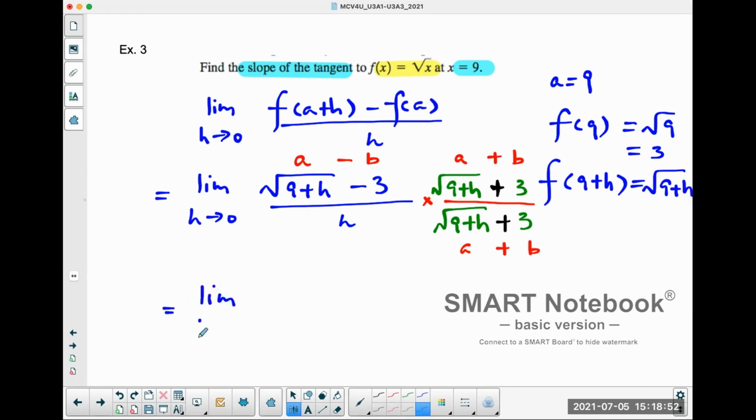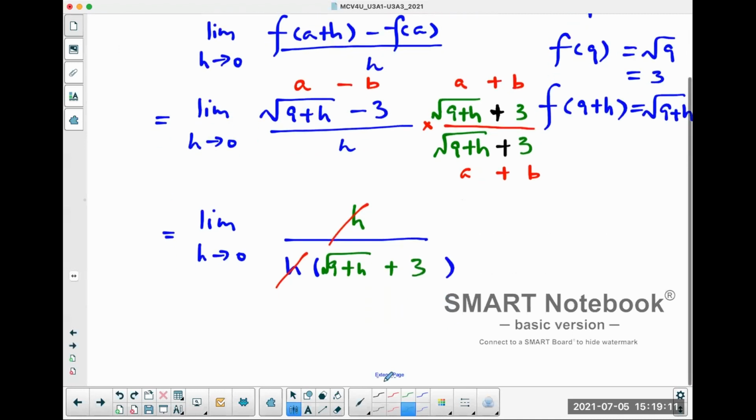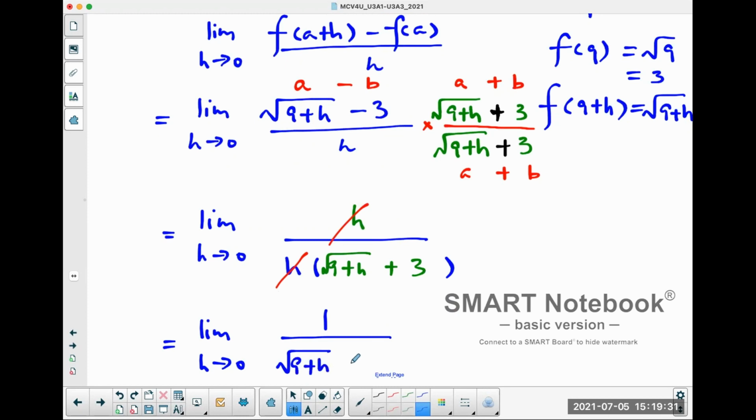So limit h approaches 0. I have an h left on top. I have an h at the bottom. And perfect, they just cancel each other out. And what's left is this little part in the denominator. So the answer is that little part in the denominator. Limit h approaches 0, those two things cancel. So you have 1 over the square root of 9 plus h plus 3.